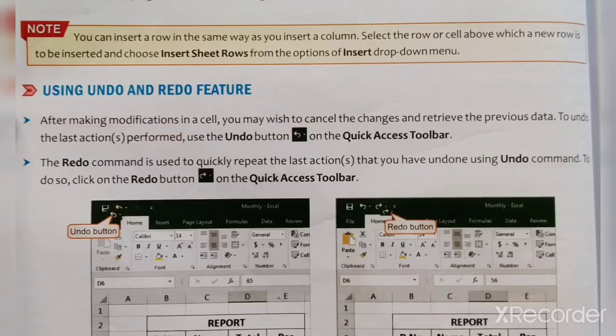If you want to get back to the changes, if you have changed something and you want the previous data, you will use the undo button. And then there is redo. The redo command is used to quickly repeat the last action that you have undone using undo. If you used the undo button and again you want to get back to the last action, then you will use the redo command. So the redo command is only used after you have used the undo command. Then you can use the redo command to quickly repeat the last action.